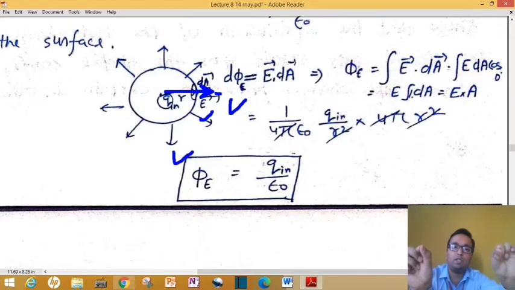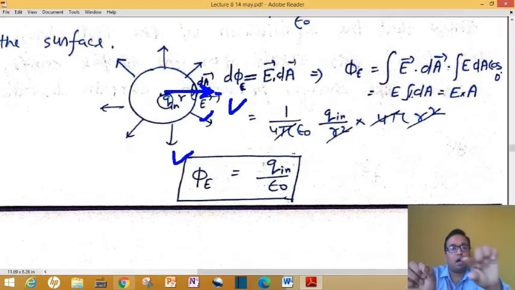This is your point charge. This is your point P where you want to calculate, and from this point charge the electric field will come out in the arrow. This is the arrow, like this one. And at this point I am saying this arrow is crossing a particular point whose area is dA.